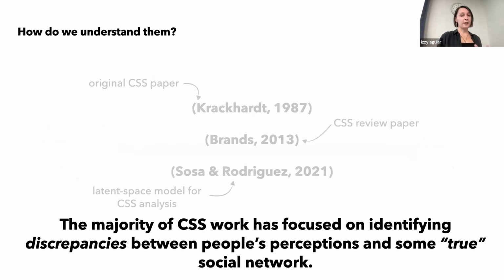But the majority of CSS work has focused on identifying discrepancies between people's perceptions and some true social network. So either by comparing one person's perception to another, or comparing my perception to the aggregate, and identifying these discrepancies. But what we propose to do is to use a generative model perspective of understanding these data objects as a whole, instead of identifying some true network that exists within them. To do so, we build upon a stochastic block model.